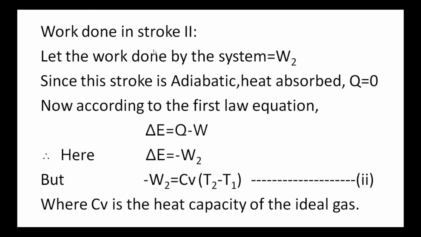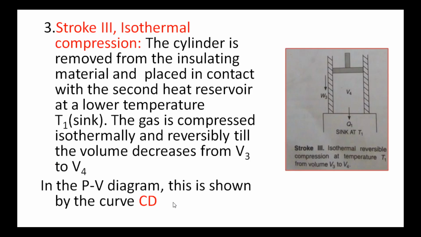Work done in stroke 2. Let the work done by the gas be W2. Since this stroke is an adiabatic process, there is no heat absorbed, that is Q is equal to 0. Substituting in the first law equation, we get delta E equal to minus W2. Here W2 is given by, we know that in adiabatic reversible expansion W is equal to minus CV into T2 minus T1. Here its value is given as CV into T2 minus T1, where CV is the heat capacity of an ideal gas.